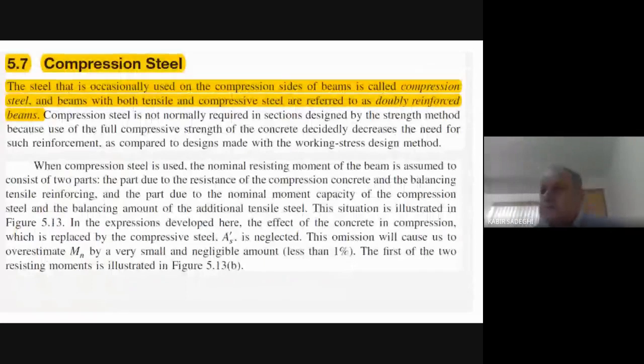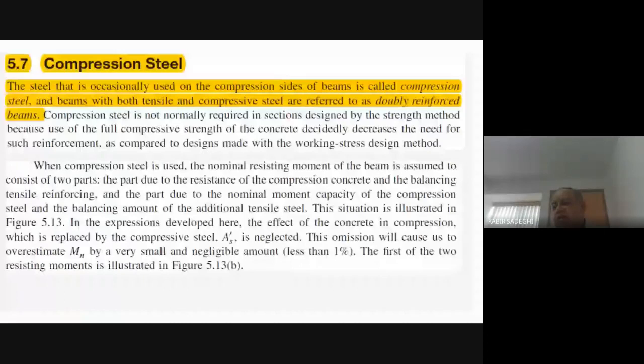Therefore, the steel that is occasionally used on the compression sides of beams is called compression steel. And beams with both tensile and compressive steel are called doubly reinforced beams. Compression steel is not normally required in design by the strength method, whereas it decidedly decreases the need for such reinforcement as compared to the design made with the working stress design.